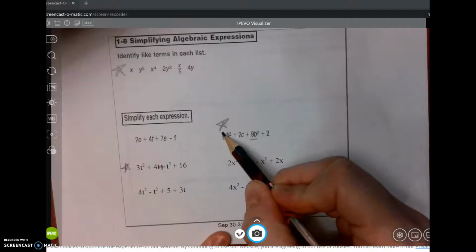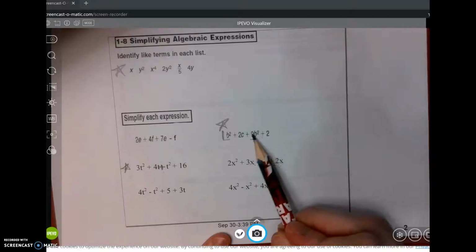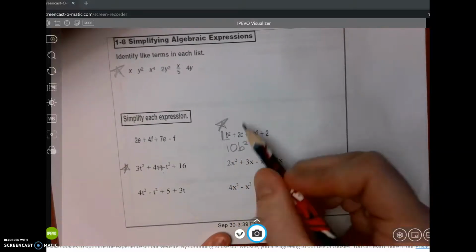And I want to put an invisible 1 there because there was no number there. 1b squared plus 9b squared is 10b squared. You just add 1 plus 9. So that'd be 10b squared.